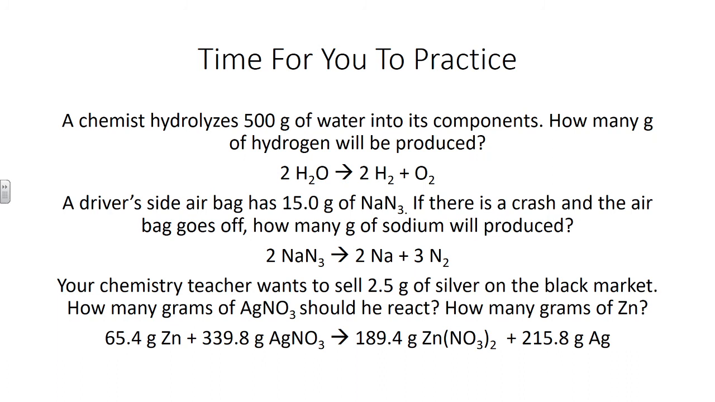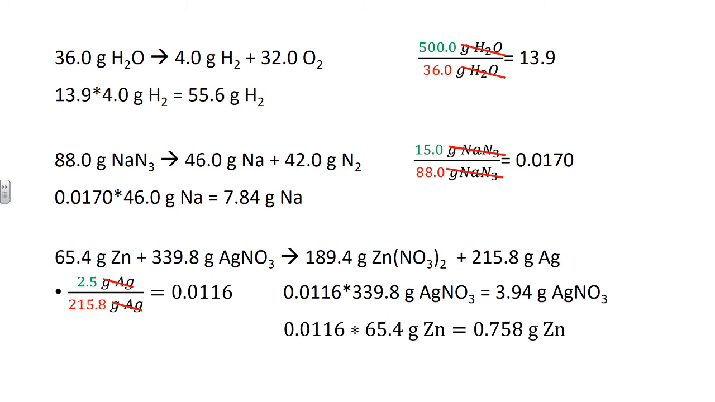Welcome back to the video. I hope that you did in fact pause and that you took a couple moments to work out the answers, and I hope that your answers agree with the ones I'm about to put up. So here's the process for each of them. There is the mass balanced equation for water being hydrolyzed. There's the scale factor, and then apply to hydrogen. 55.6 grams of hydrogen will be produced.